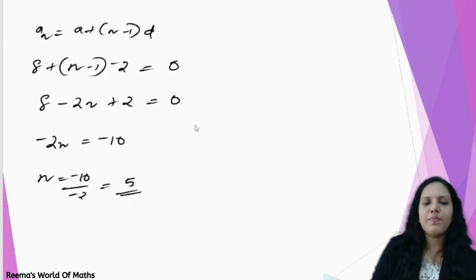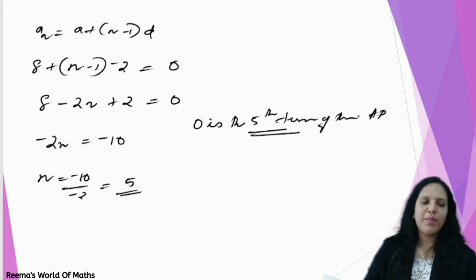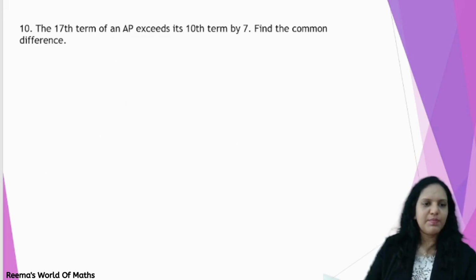So 0 is the fifth term. Fifth term of this AP. 0 is the fifth term of this AP. Let's see the next question.